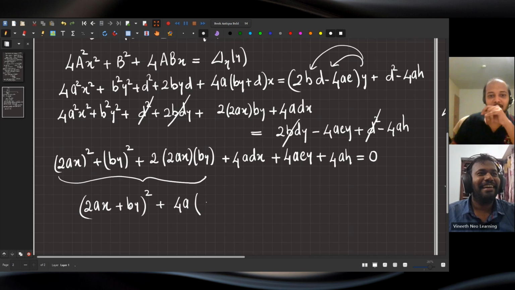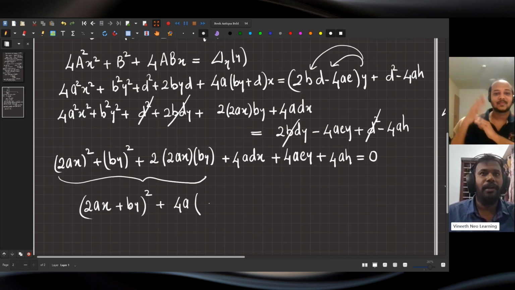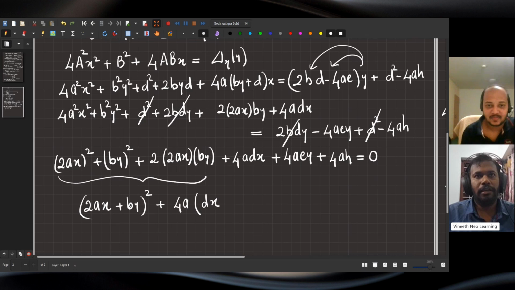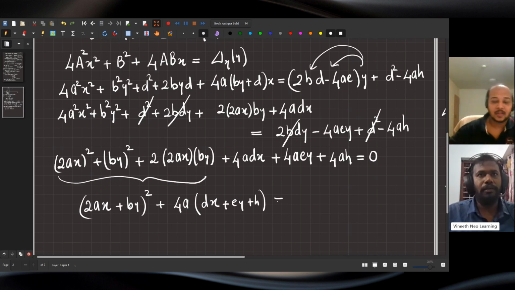You will get a line here. Just write down 4a. If you take 4a, Joe, I haven't even written it in my notes. It's a great idea. If you take 4a common, we will get dx plus ey plus h equals 0.